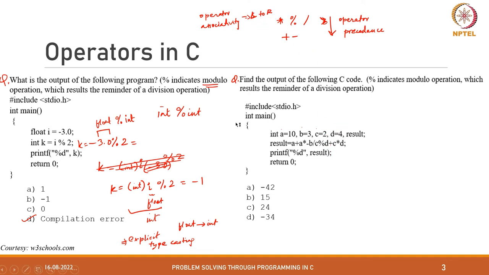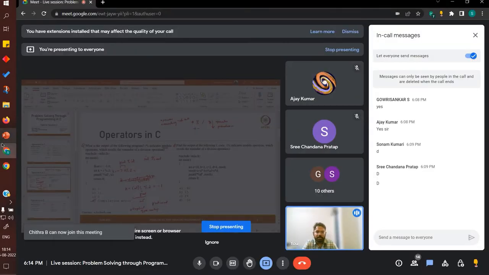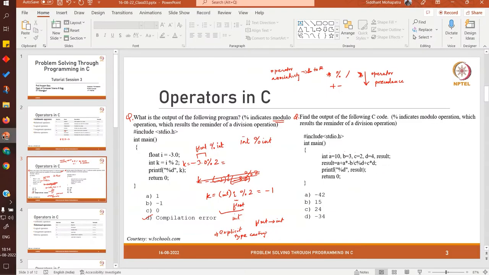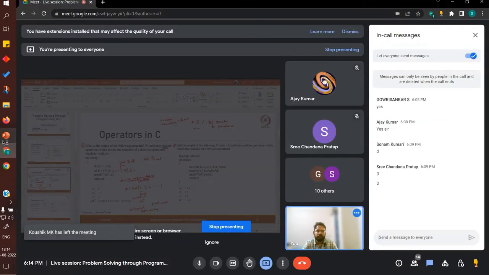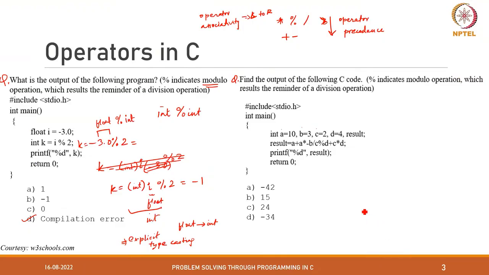Has anyone done that yet? Let me check the chat box real quick. If you have solved this, then you can write the answer in the chat box. Okay, no issues. Let's solve it now.